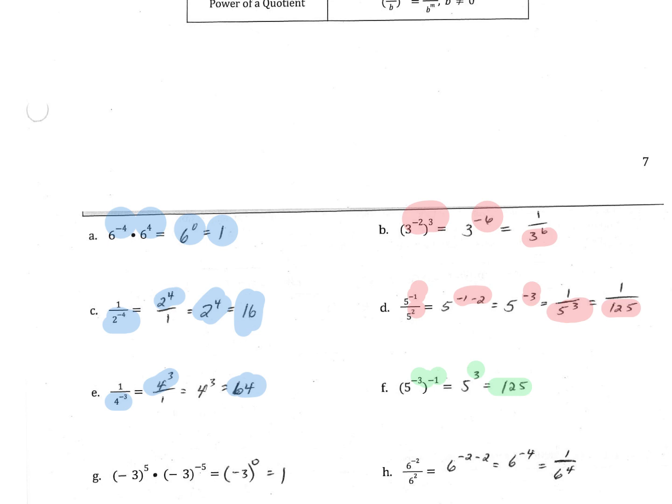And our last couple of examples. If we have two numbers with the same base, we can actually add their exponents because we need to multiply those terms together. 5 plus negative 5 is 0. Any number to the 0 power is 1. And letter H. We can subtract these exponents. Negative 2 minus 2 is negative 4. We can move 6 to the negative 4th power to the bottom of a fraction. Now we have a 1 on top. If you want, you could go a step further and type 6 to the 4th power into a calculator.